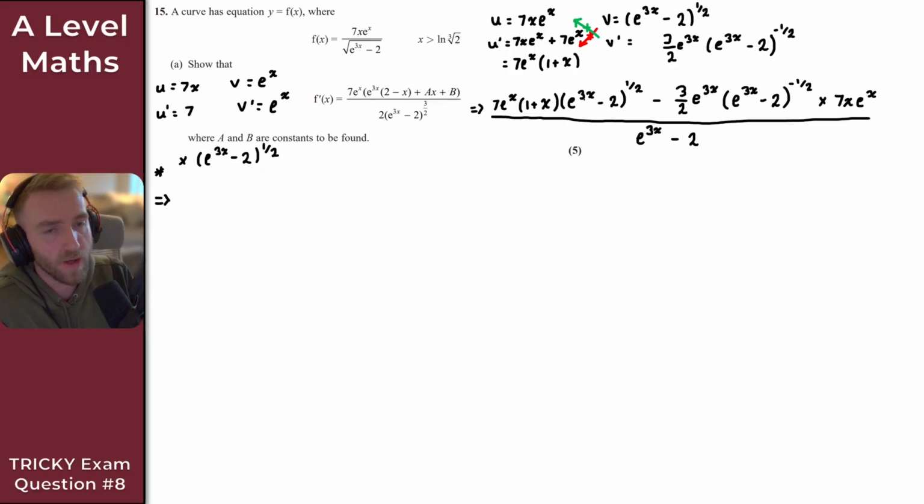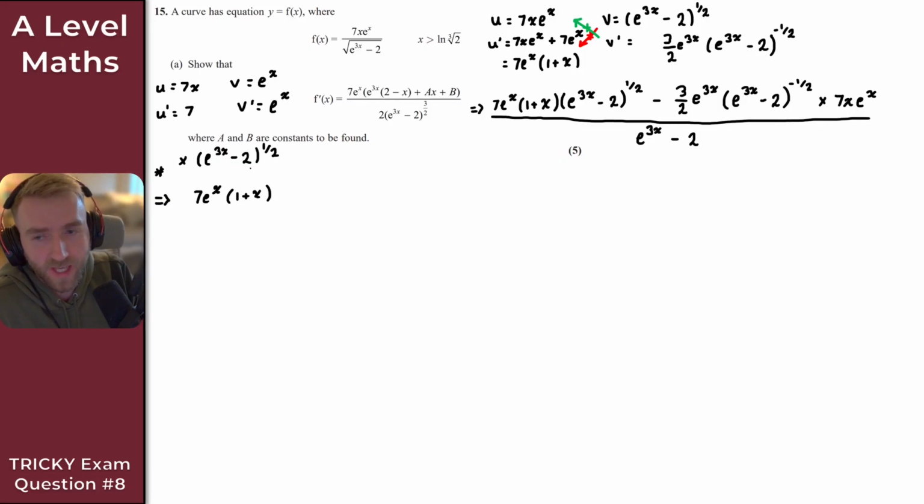So I've got this here. So I've got e to the 3x minus 2 all to the power of 1 over 2. If I times that by itself again, I'm essentially just squaring it. And in that case, I just get left with whatever's underneath here. So this is a third, right? This is just this here. I just get e to the 3x minus 2 again. So I've got 7 e to the x times 1 plus x.